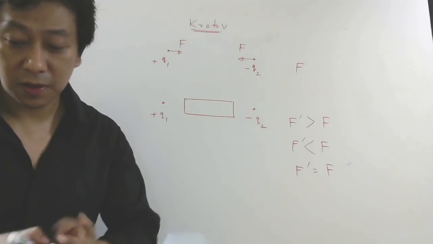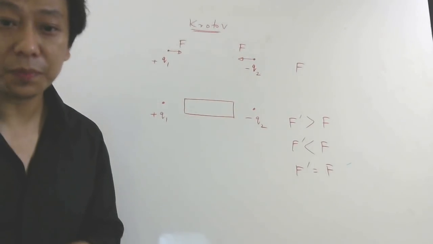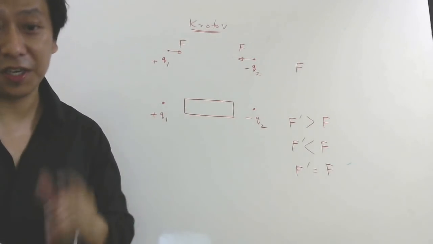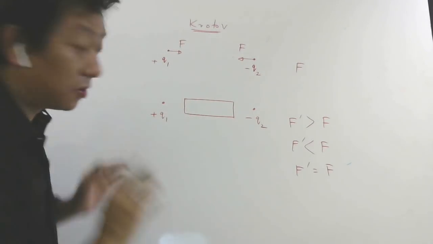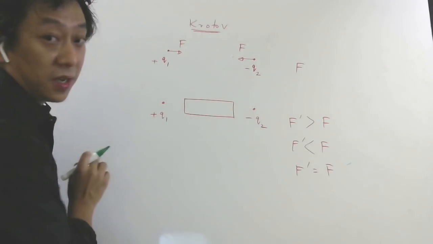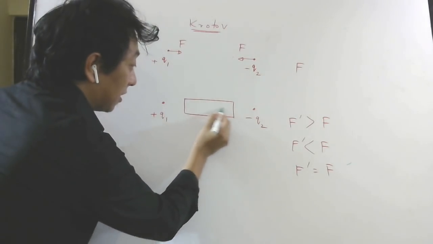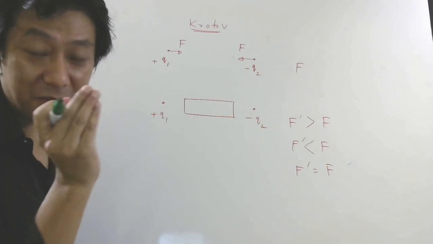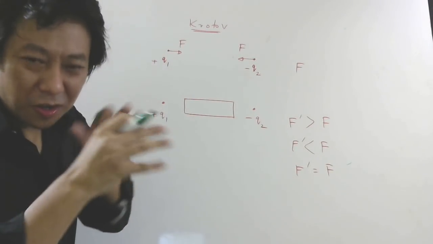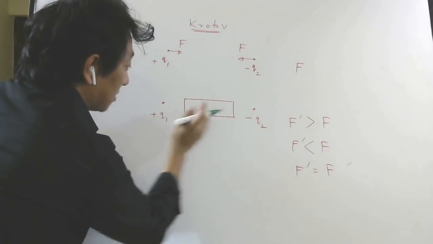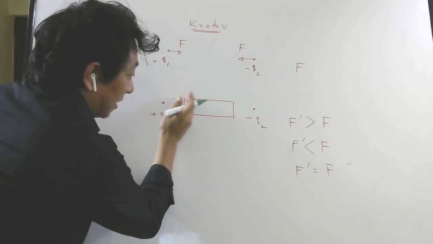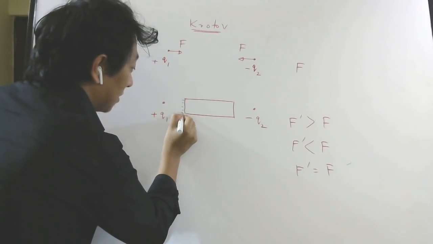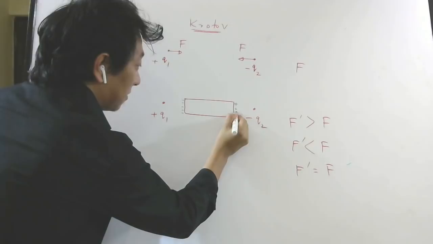However, we can do one induction technique. Look carefully. As I told, there are many atoms here, right? So this plus q1 will attract the negative charges in the atoms, a little in all the atoms. If negative charges slightly displace to this side, then this side will become negative and this side will become positive.